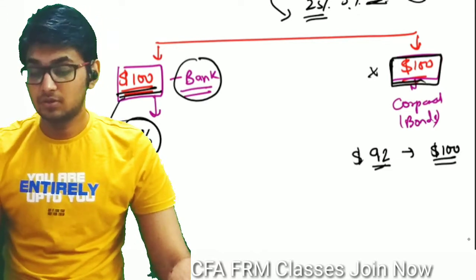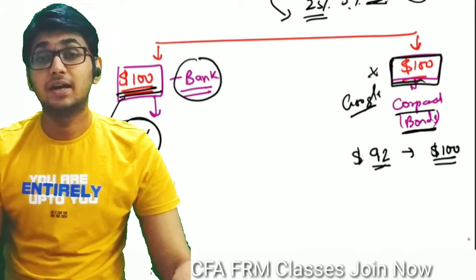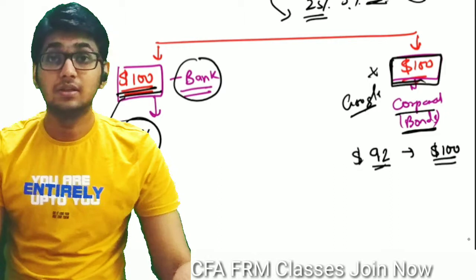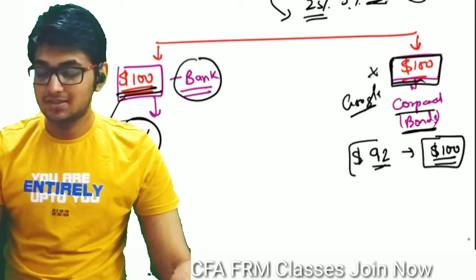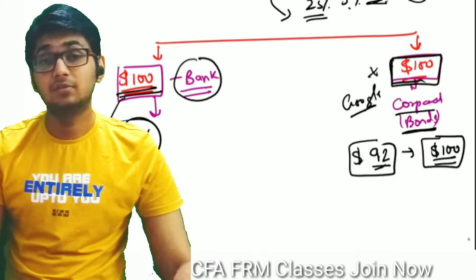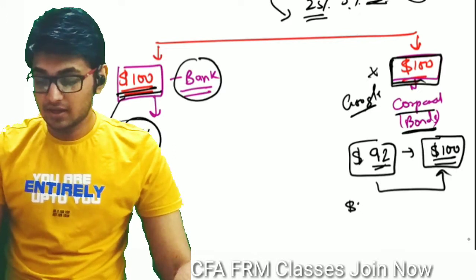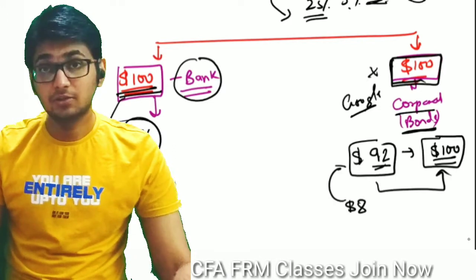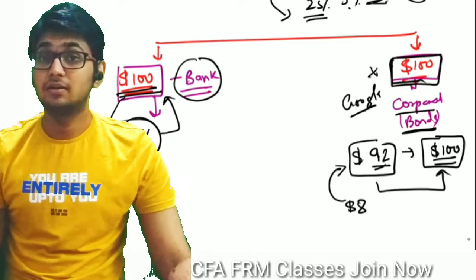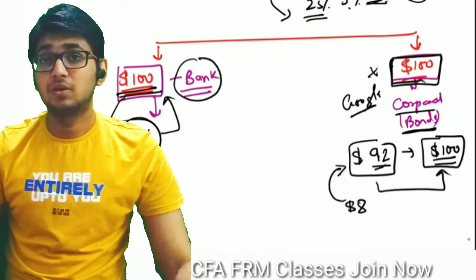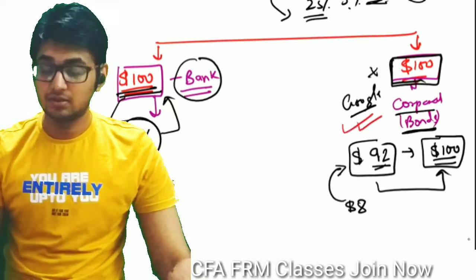But when I went to, say, Google's office and said I want to purchase a Google bond, they said, sir, pay us $92 now, and at the end of the year, we will give you $100. See, here you are earning $8 by investing $92, and there you are earning 8%, or $8, by investing $100. So which investment do you want? Definitely, I want to invest in the corporate bond.